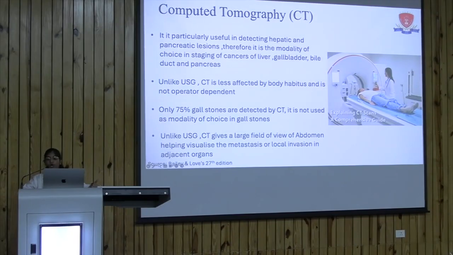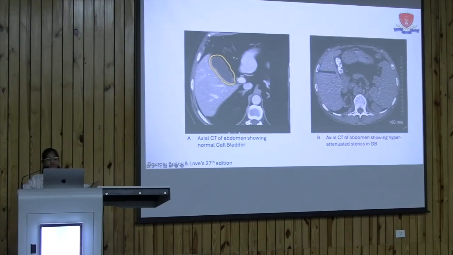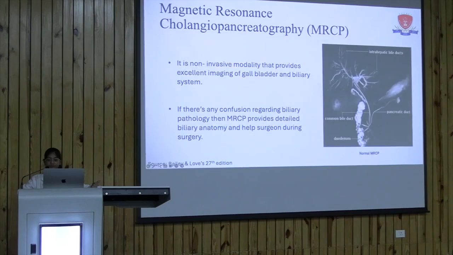Computed tomography. Only 75% of the gallstones are detected by CT. It is not used as a modality of choice in gallstones, but it is a modality of choice in diagnosing and staging cancers of the liver, gallbladder, bile duct, and pancreas. Image A is showing axial CT of the abdomen with a normal gallbladder, while image B is showing axial CT of the abdomen with hyperattenuated stones in it.